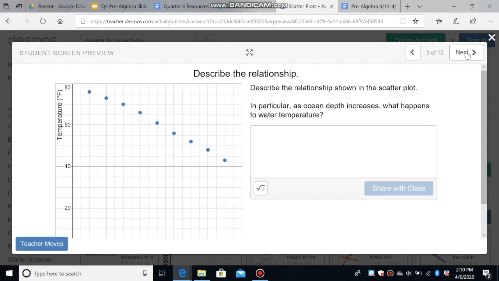Describe the relationship shown in the scatter plot. In particular, as the ocean depth increases, what happens to the water temperature? We can't see the x-axis here, but remember, this is signifying our ocean depth. So as I look at this, as the ocean depth increases, I notice that the water temperature decreases. It starts off close to 80 degrees, and as I increase my depth, the temperature falls.